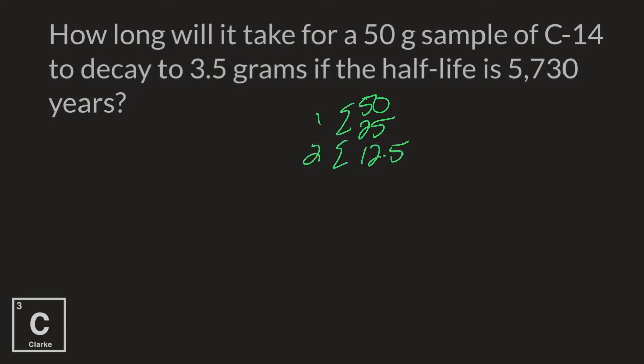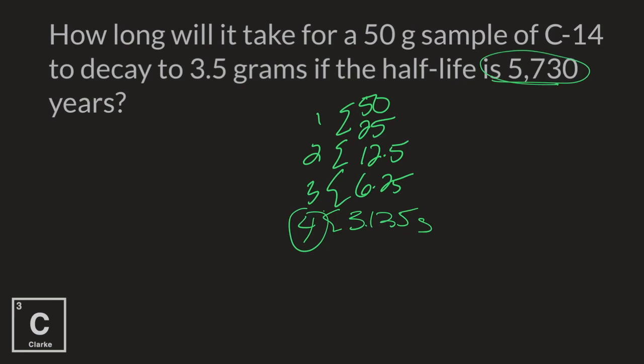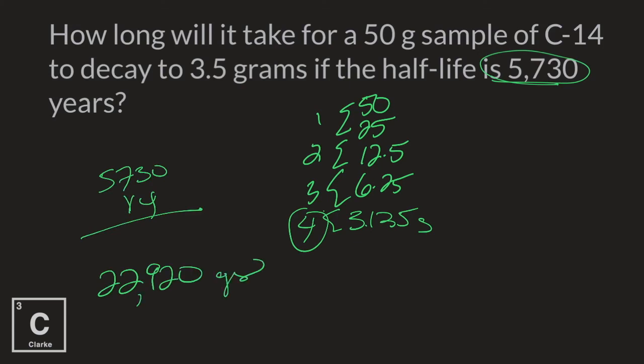12.5, second half-life. 6.25, third half-life. And in this next half-life, I'm getting 3.125. We're going to call that close enough. 4 half-lives. I hate that I found so many problems with 4 half-lives, but that's okay. 4 half-lives. We know that each half-life is 5,730, but we need 4 of them. 22,920 years.